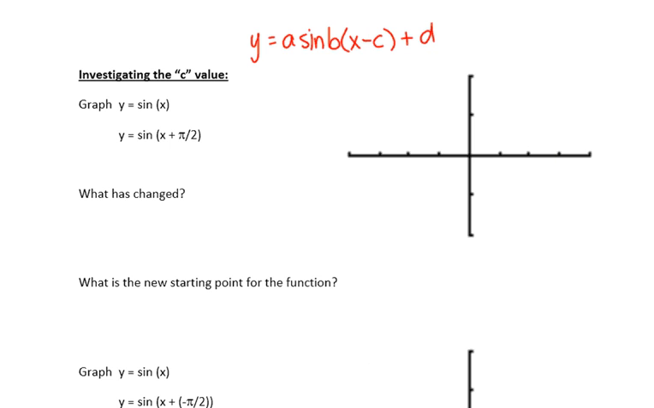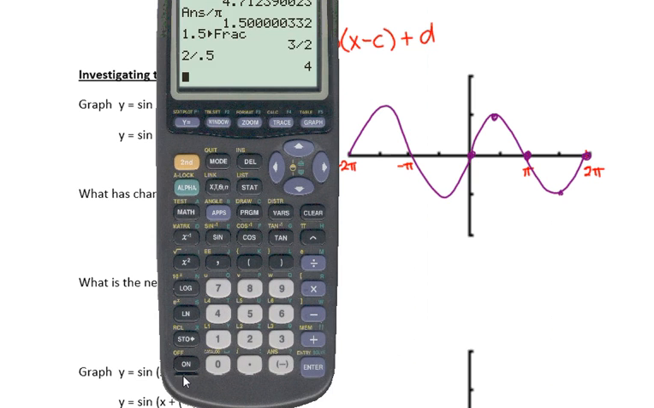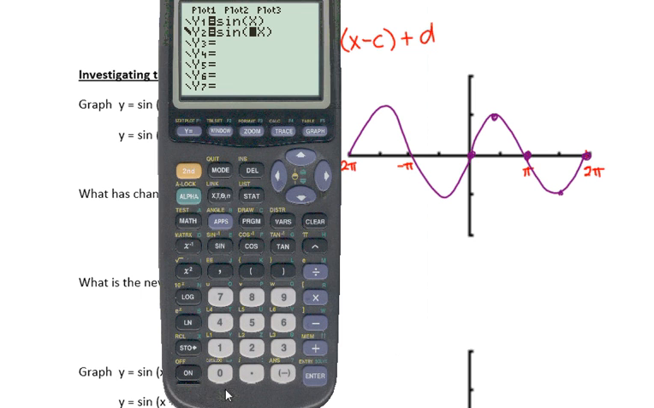You could probably graph that without actually putting it in your calculator, right? Pi, 2 pi, negative pi, negative 2 pi. Starts at 0, 1 full rotation's 2 pi, back to our midline at pi, and we're at 1 and negative 1. There's 1 rotation and 2 rotations, okay? So it's always good to have that in your calculator just so we have something to compare it to. And then type in sine x plus pi over 2.